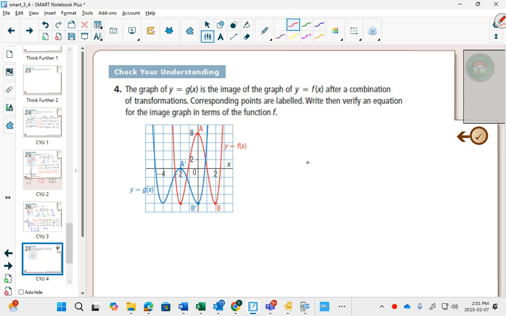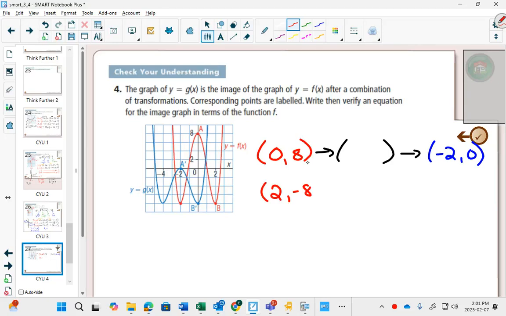So what we know is I know that A was at (0, 8). A bunch of things happened, and then on the blue graph we get (-2, 0). And point B, which starts at (2, -8), a bunch of things happen again, and it ends up at (0, -8).